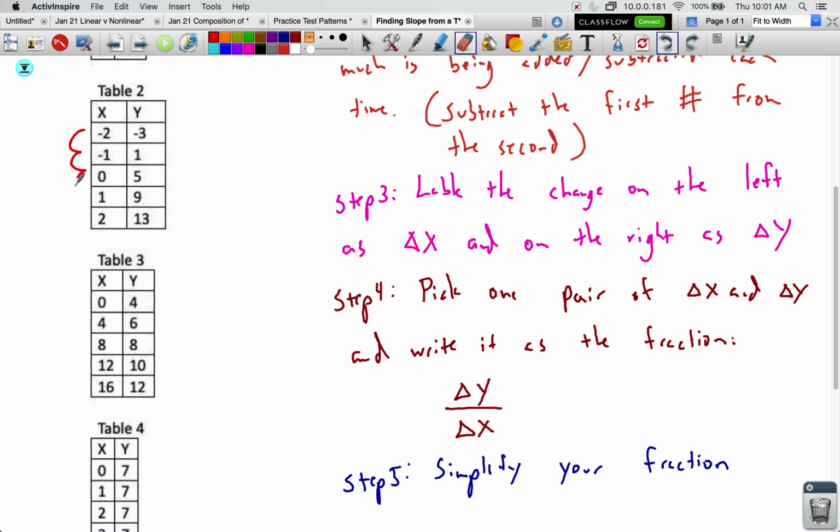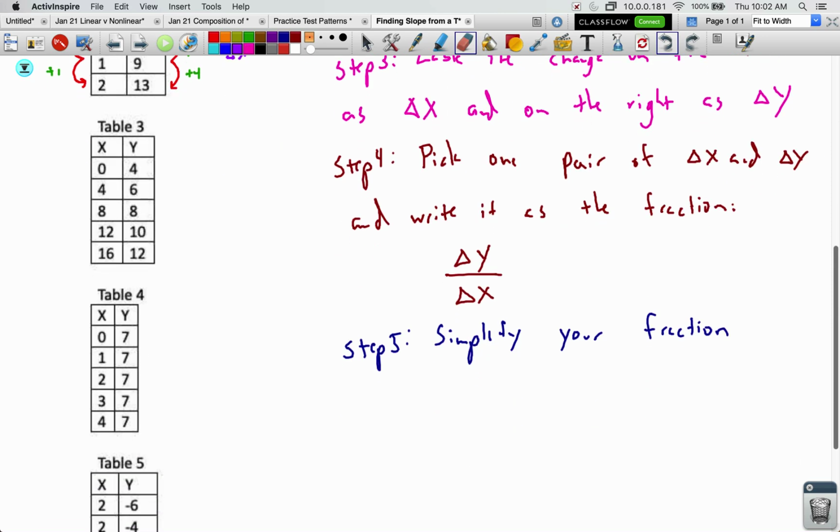Let's draw those arrows bumping down both sides. Let's figure out what the change is. On this side, we are adding 1 each time, so plus 1, plus 1, plus 1, plus 1. On this side, we're adding 4 each time, and if I wasn't sure, I could do 9 minus 5 is 4, 13 minus 9 is 4. I would say it's 4 every single time. This side is delta x, this side is delta y. I'm going to pick a pair of change in y over change in x, or rise over run, equals 4 over 1 equals 4. Let's try another one.